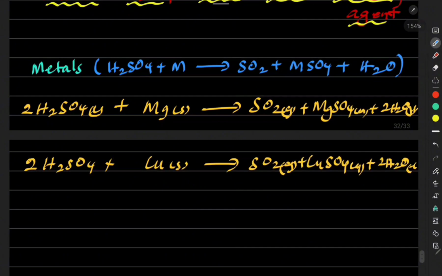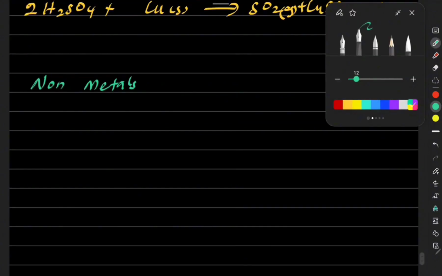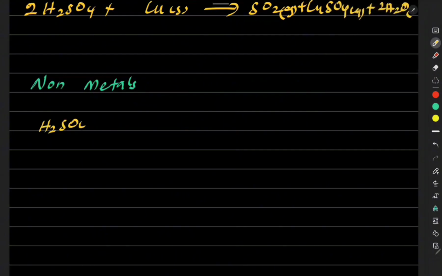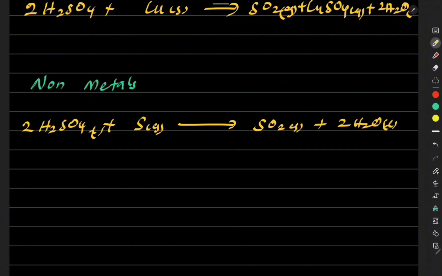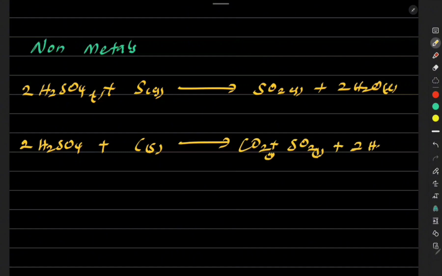Now let's look at the reaction with non-metals. Let's look at that reaction. 2H2SO4 plus sulfur solid form 3SO2 gas plus 2H2O liquid. The next reaction is with carbon. 2H2SO4 plus carbon solid form carbon dioxide, sulfur dioxide, plus 2H2O liquid.